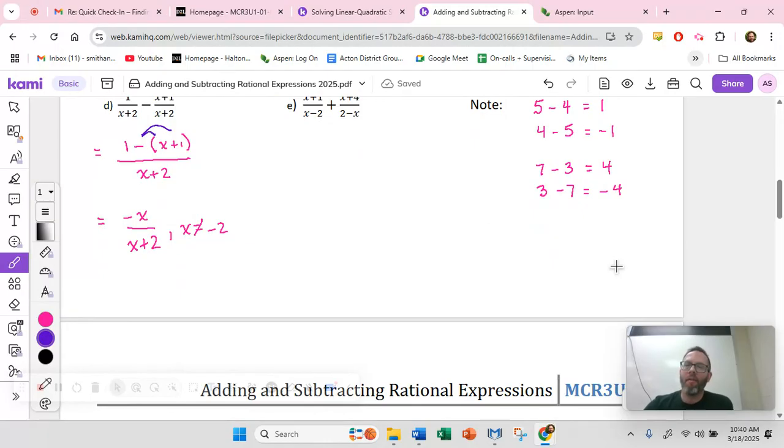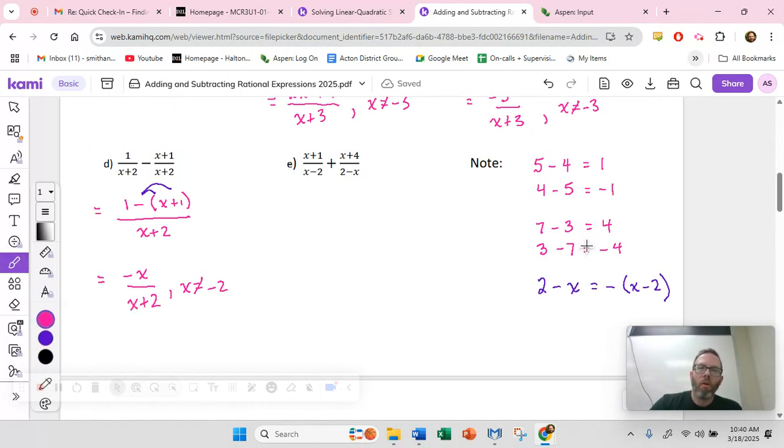Here's the big idea, guys. 2 minus x is just the negative of x minus 2. When you change the order of subtraction, it just changes the sign. So check this out. What we can do is our first term, x plus 1 over x minus 2, we'll leave it like that. I can change this addition to a subtraction by changing the order of the denominator on the bottom. These are equivalent problems from this property here that we just talked about.